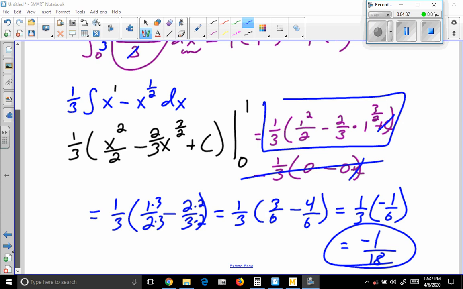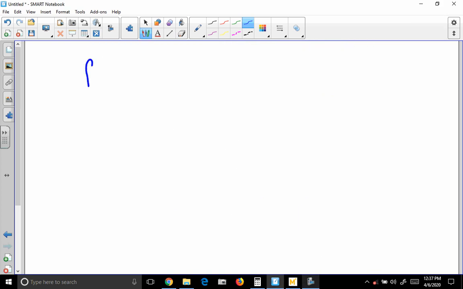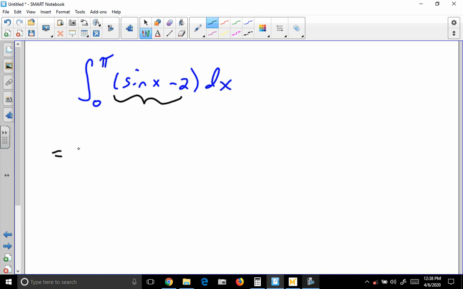Now let's do one that has some trig in it. So let's evaluate the definite integral from 0 to pi of (sine of x minus 2) dx. So again, the fundamental theorem of calculus says to get the antiderivative of that function, and then plug in pi, plug in 0, and subtract them. So the antiderivative of sine is minus cosine. When we integrate a constant, we pick up our variable. And remember, we don't have to have the plus c.